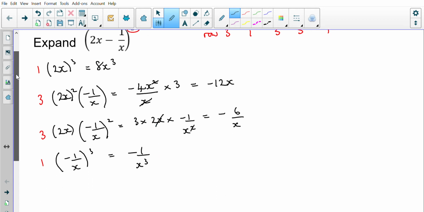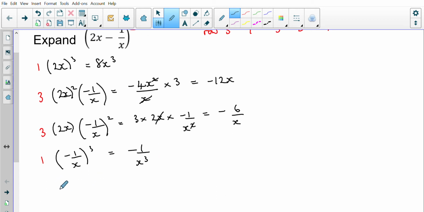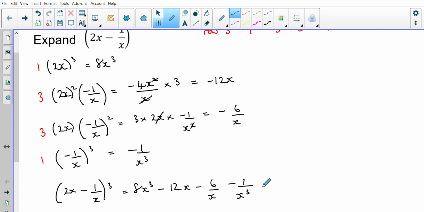So if we glue all that back together as a final answer to expand 2x minus 1 over x, all cubed, we're going to get 8x cubed minus 12x minus 6 over x minus 1 over x cubed.